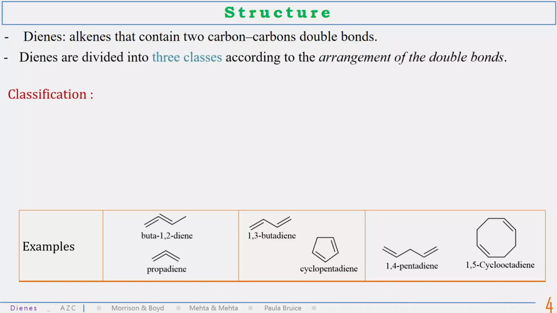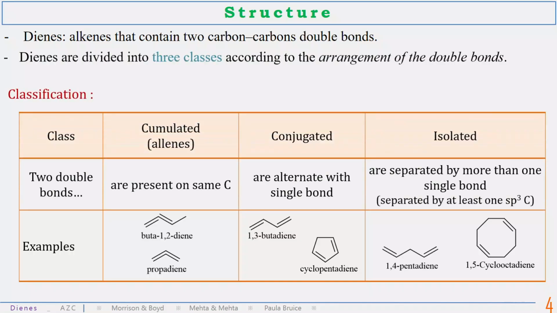Dienes are divided into three classes, according to the arrangement of the double bonds. Classification of dienes: cumulated, conjugated, and isolated dienes. If double bonds are present on the same carbon, that is, double bonds share a carbon, they are cumulated dienes, and the compounds are called allenes. Examples are buta-1,2-diene and propadiene.